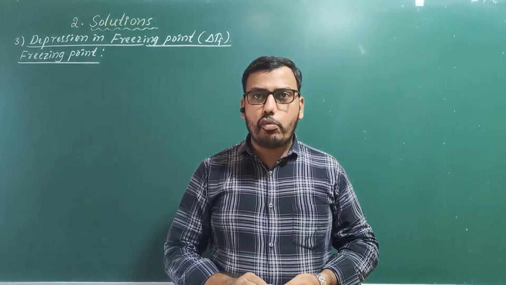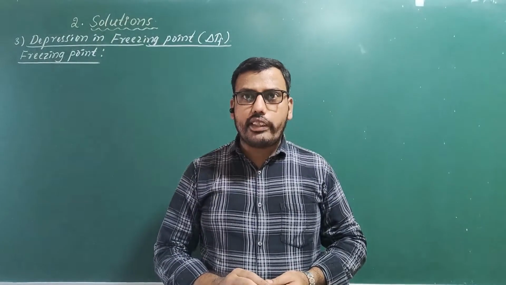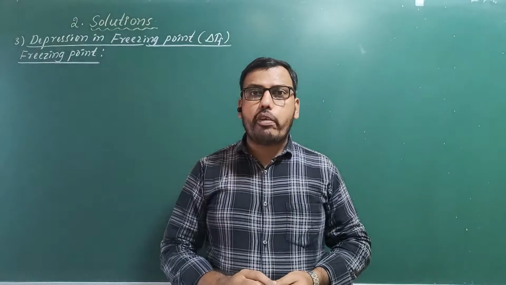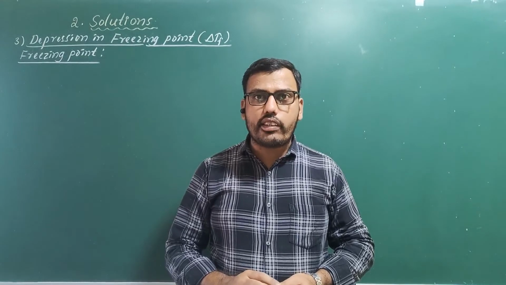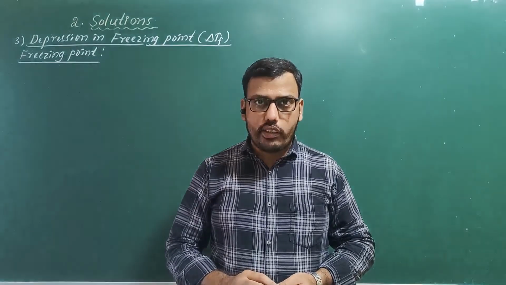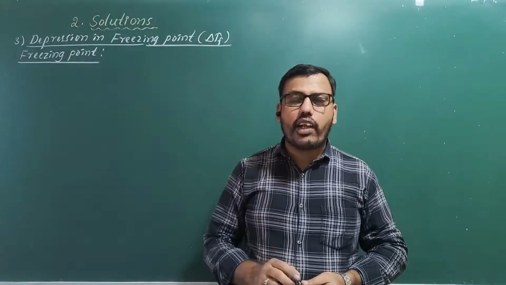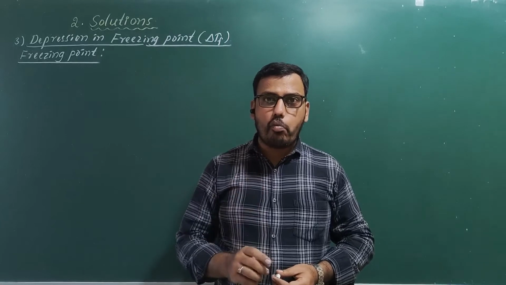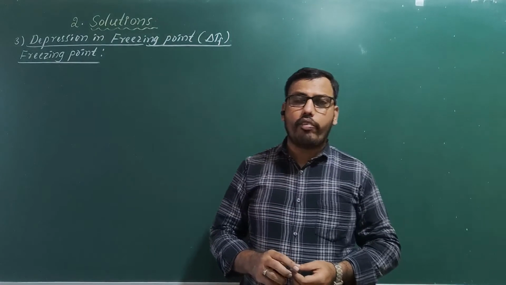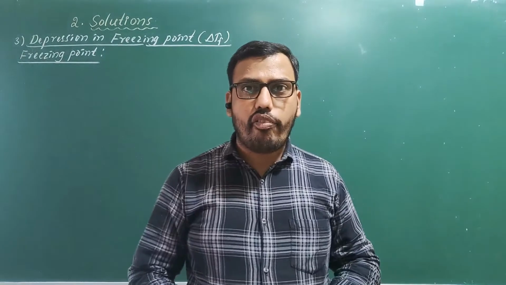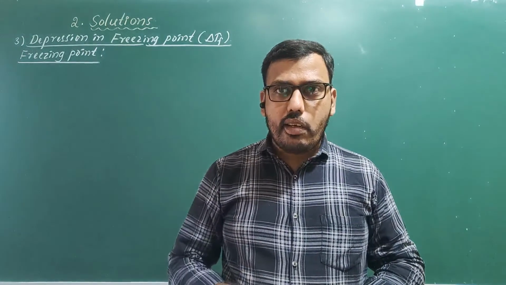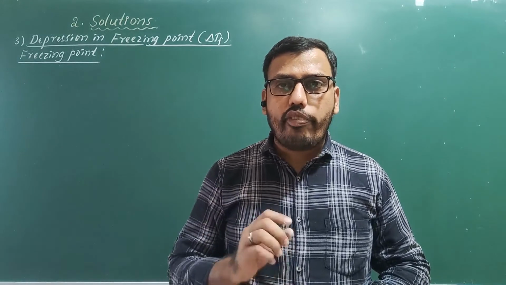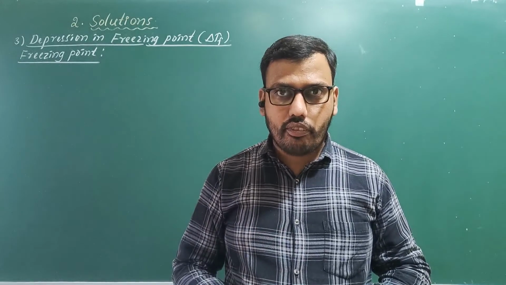So the third colligative property is depression in freezing point. Before going to depression in freezing point, let us learn about what is freezing point. So what is the freezing point of a liquid? Dear students, while describing boiling point, I have used the concept of vapor pressure. Similarly, by using the concept of vapor pressure only, we are going to define freezing point of a liquid.